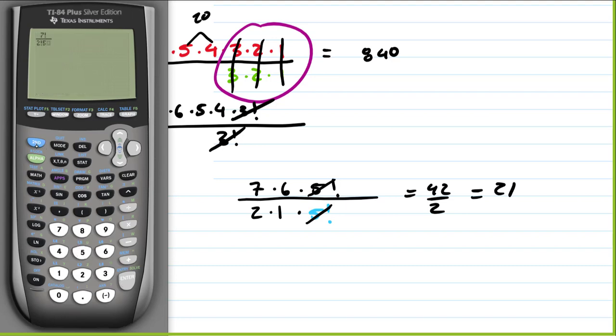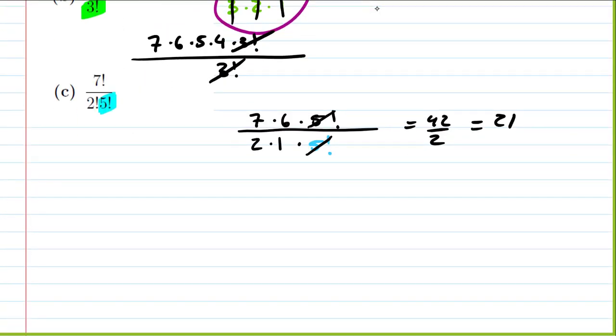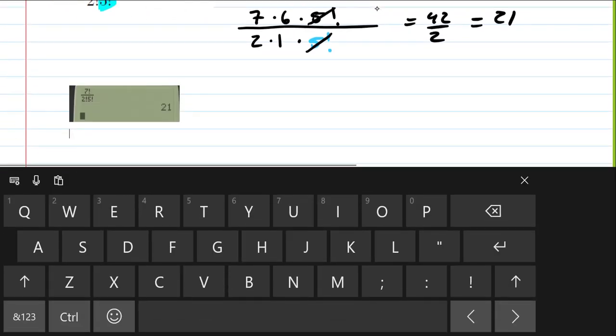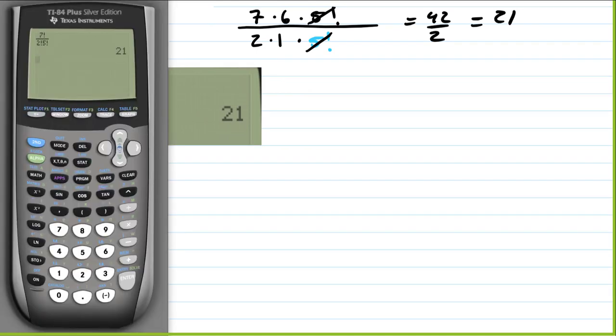over 5 factorial, press enter, our calculator agrees with our by hand reduction that 7 factorial over 2 factorial times 5 factorial is going to be 21. So once again, our factorial on our TI calculator is found under probability. You can also find factorials in Excel by typing factorial. Don't try to just type the exclamation point. It doesn't work.